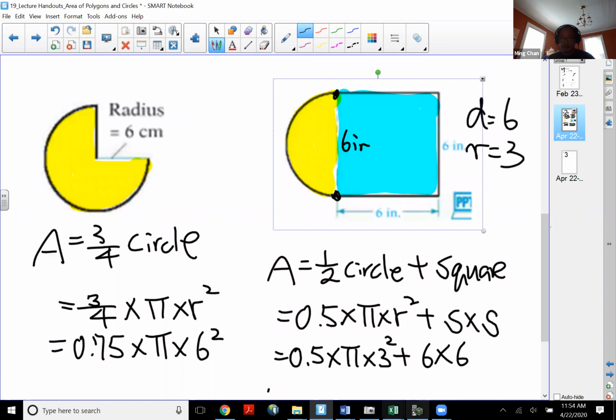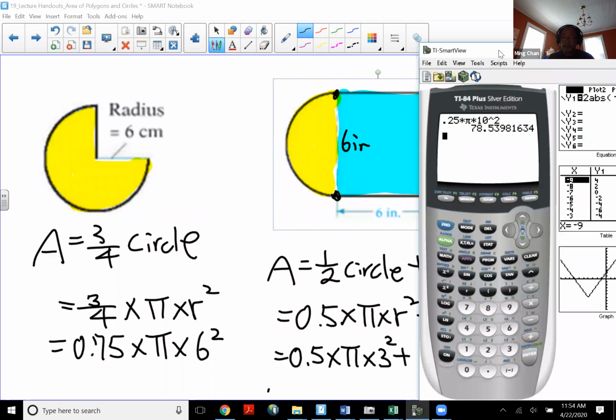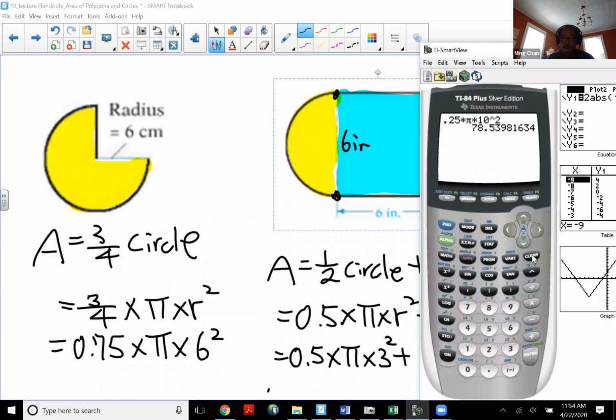All right. Let me key it in. 0.5 times the pi key times 3 raised to the second power plus 6 times 6. All right, 50.14 square inch.